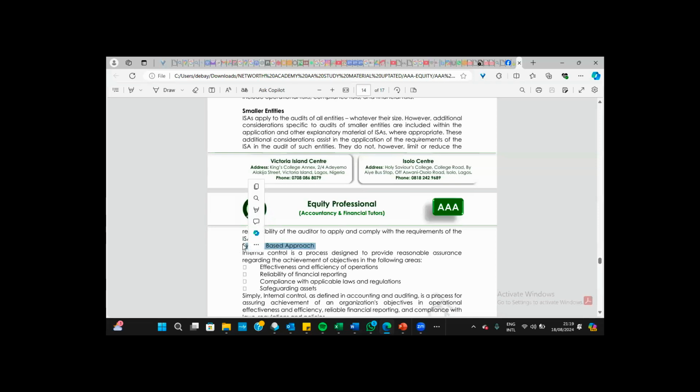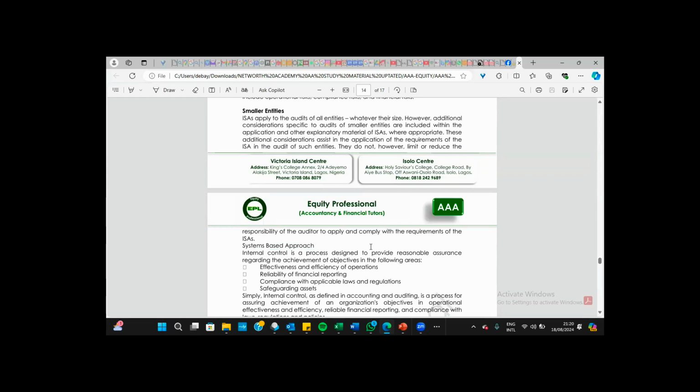Now, the system-based audit approach is the third one. I told you that the last one, which is the best, is the risk-based approach. But the one before the risk-based approach is what we call the system-based audit approach. Now, what does this mean? This is an approach that is based essentially on the effectiveness and efficiency of the client's internal control system. So for you to use this audit approach, your internal control system must be efficient and effective.